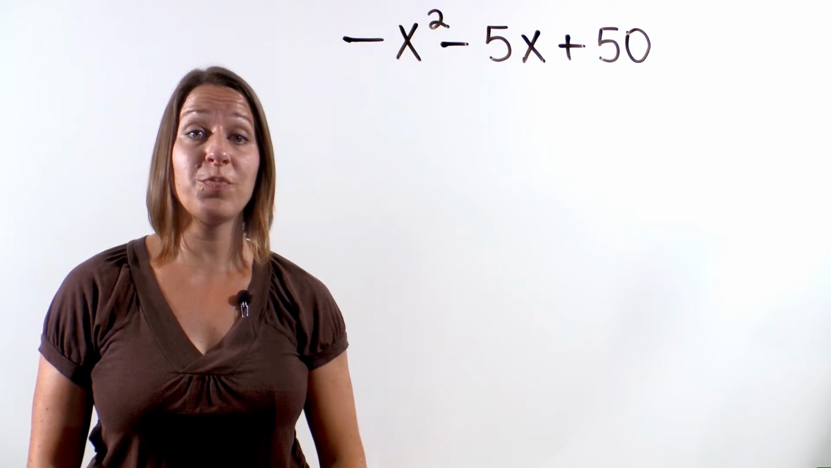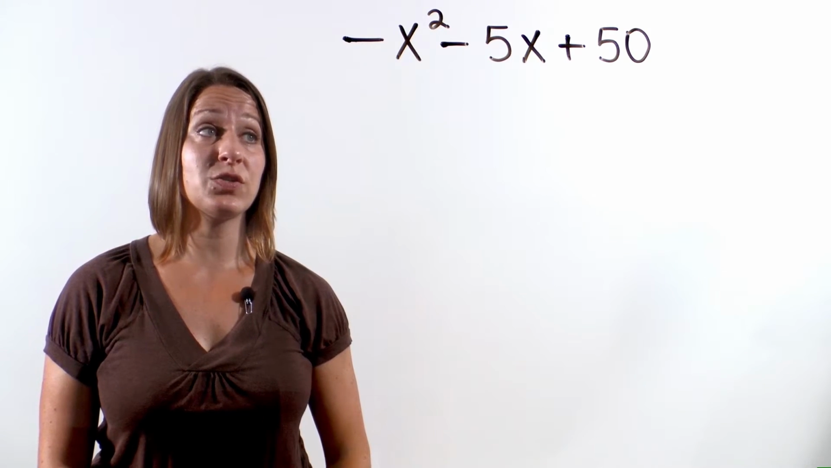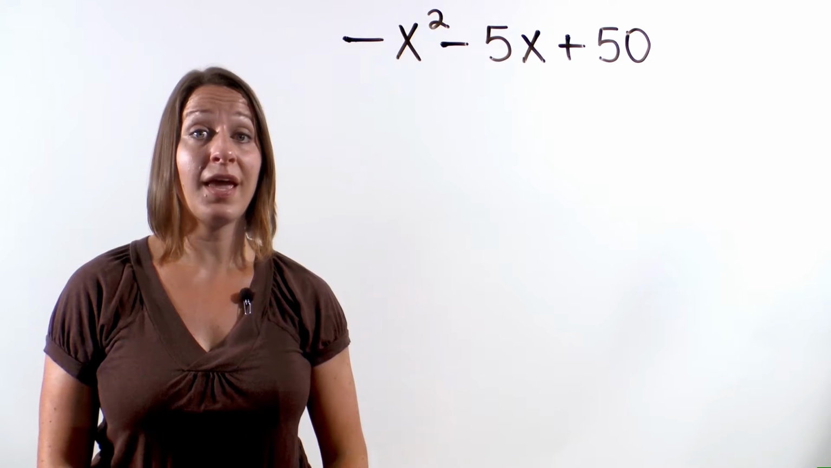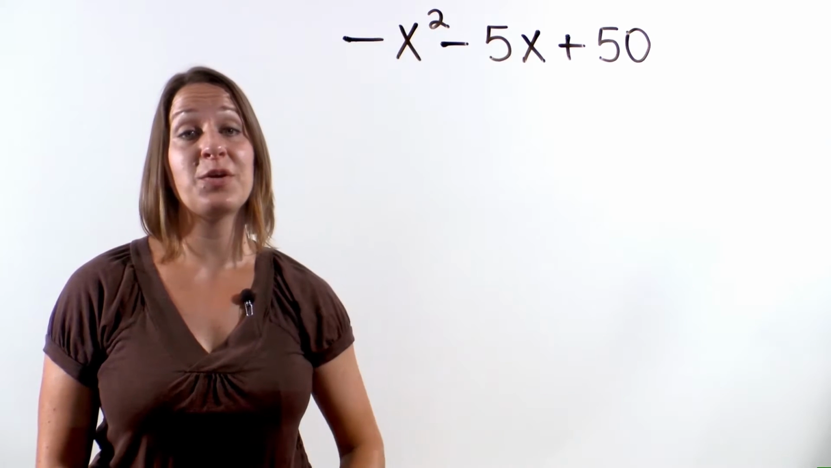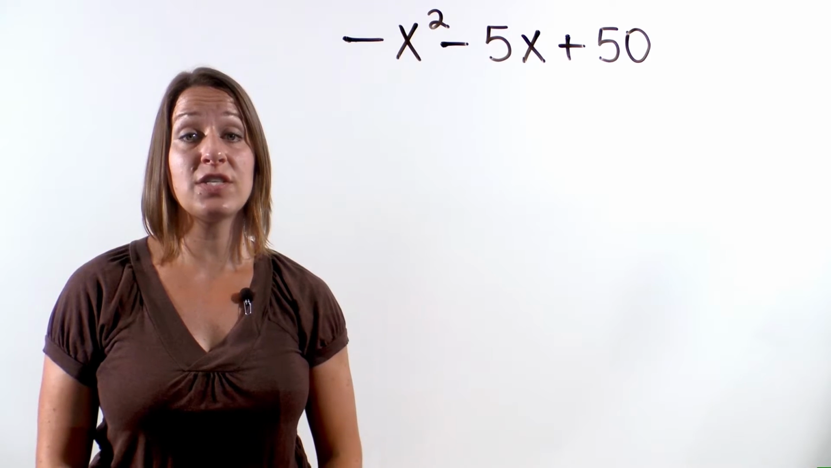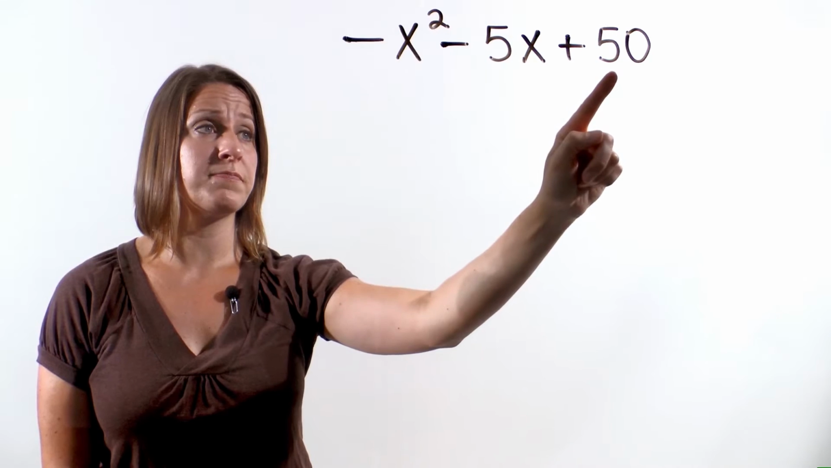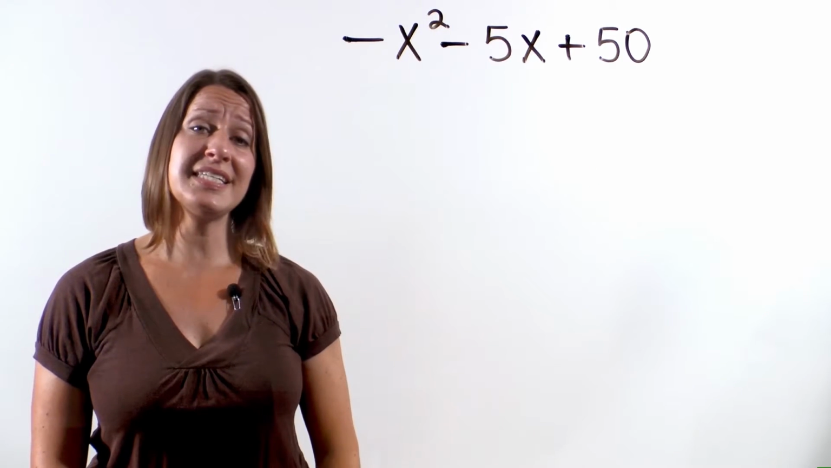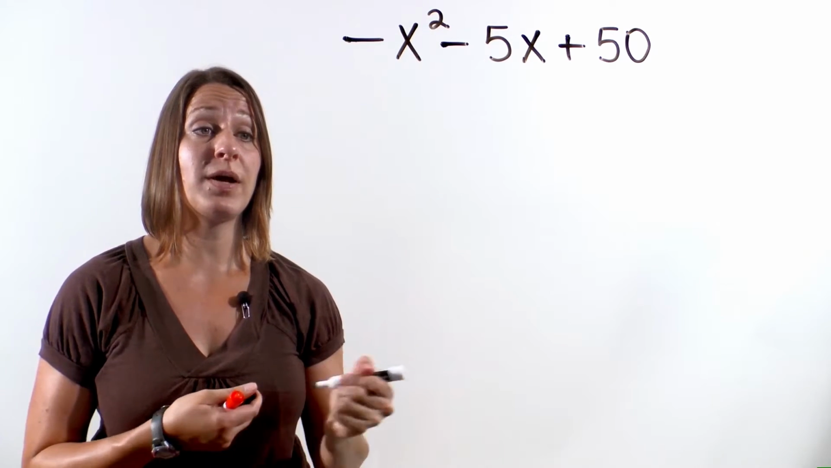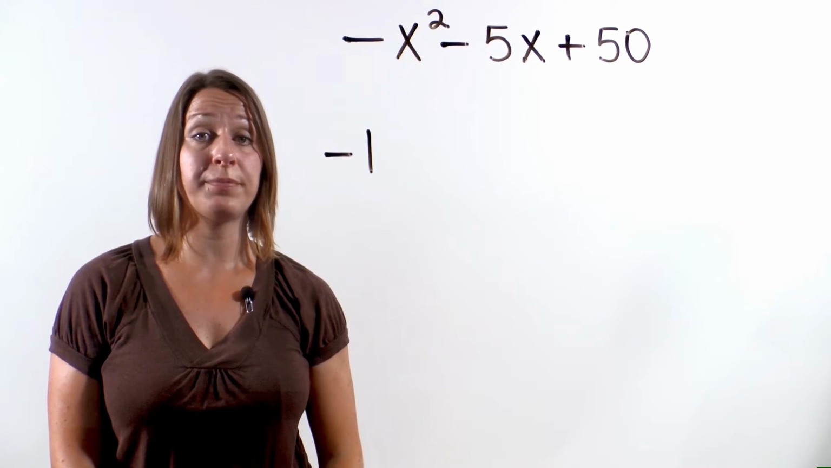Okay, let's take a look at one more problem. We need to factor the trinomial negative x squared minus 5x plus 50. Again, notice that it begins with a negative value. Before we factor, we need to factor that negative out. But if we look at our terms, they don't have a common term besides 1. So for this problem, we're simply going to factor out a negative 1.